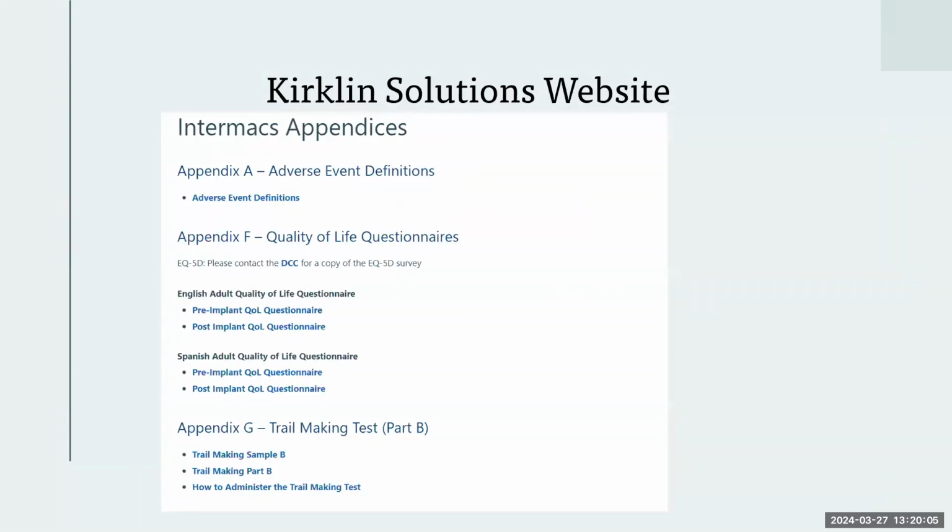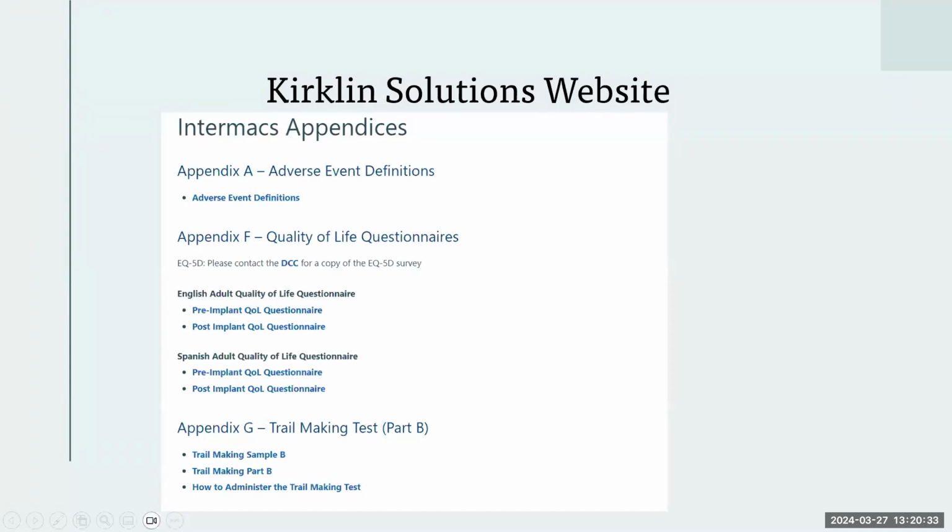And first on this page, under Appendix A, you'll see our adverse event definitions. If you click into that, it's a Word document with all of our AEs and their definitions listed. This will be your guide to entering AEs in Intermacs. When we do part 2 of this session, we'll dive a little bit deeper into the AEs, but they are all defined there.